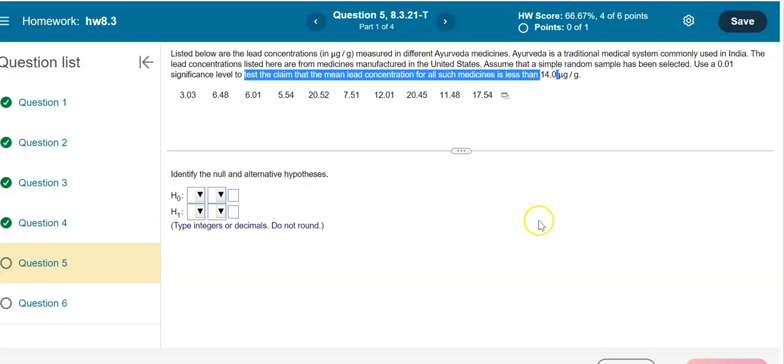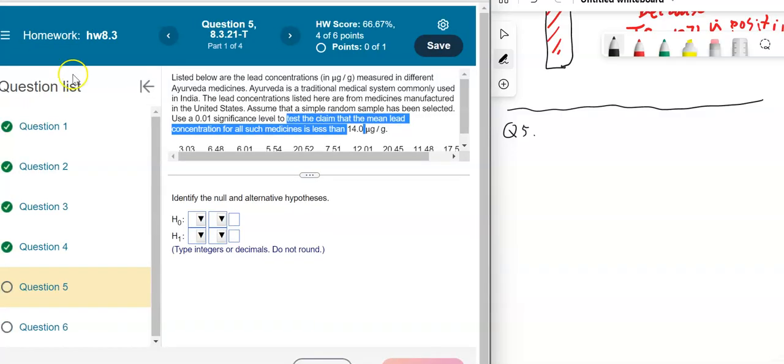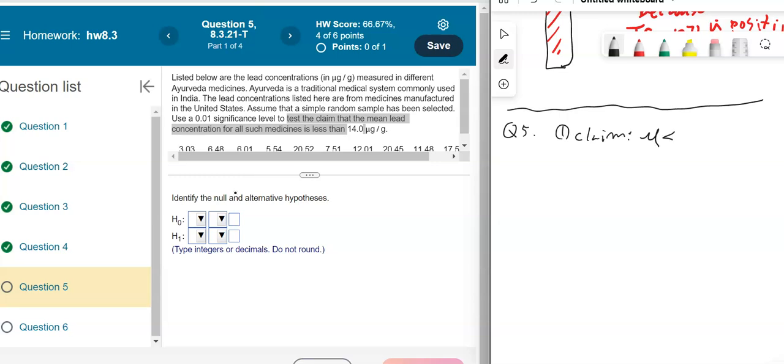So now, let me just move this one over a little bit because we know the story now. Okay, so the claim: mean is less than 14. So again, this is case what? Case 3 or 4, because there's no equal there. Null is always equal. Alternative is now less than 14. So this is a left-tail test.